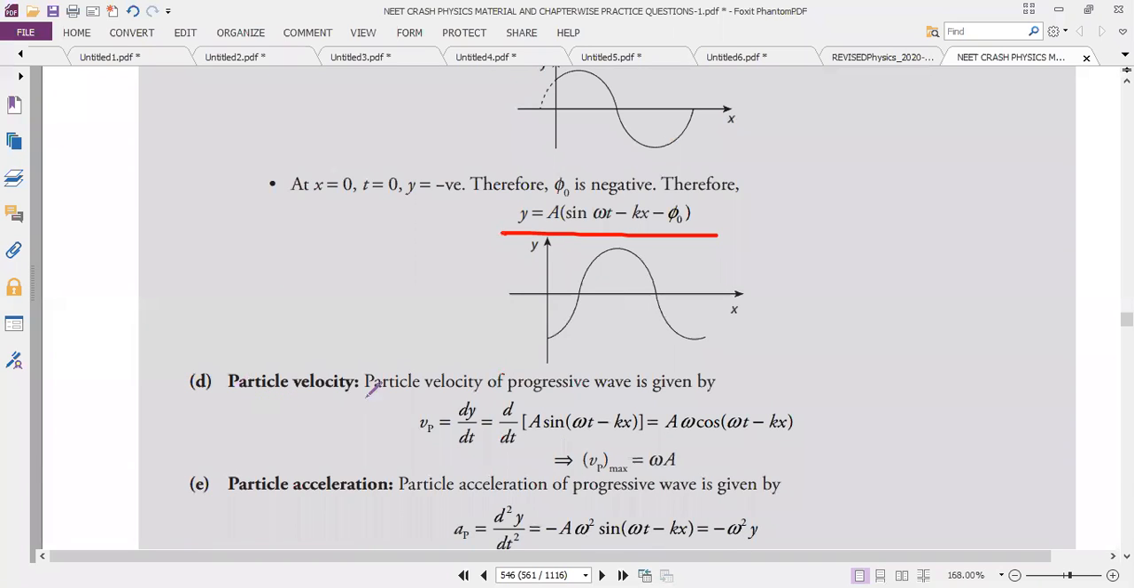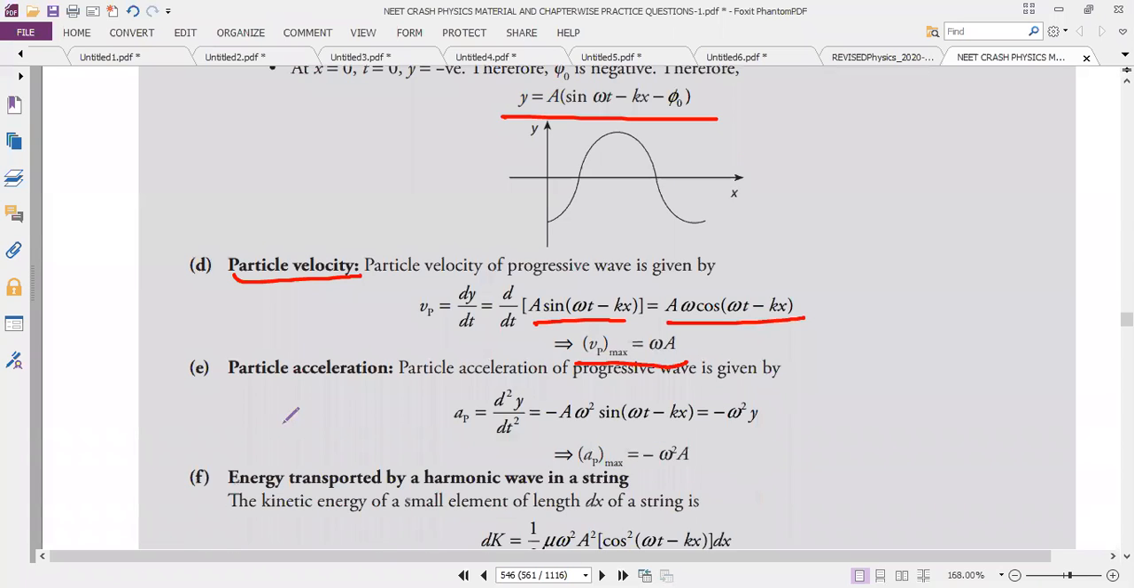Particle velocity formula: Vp equal to dy by dt. The y formula, y means displacement, a sin (omega t minus kx). Do the differentiation, and you will get a omega cos (omega t minus kx). So the maximum is omega a.